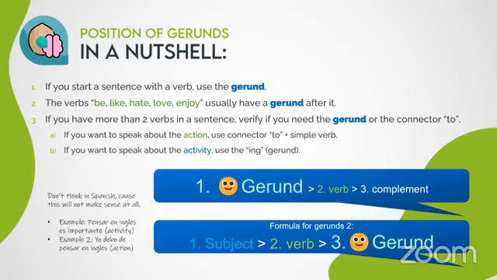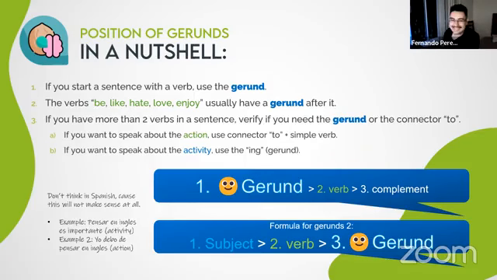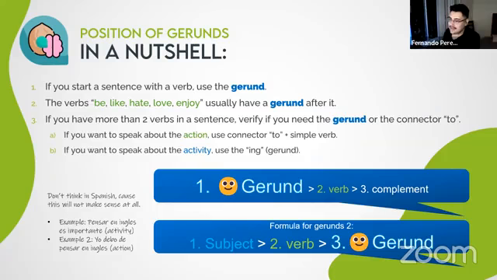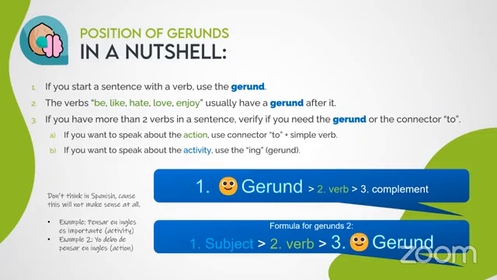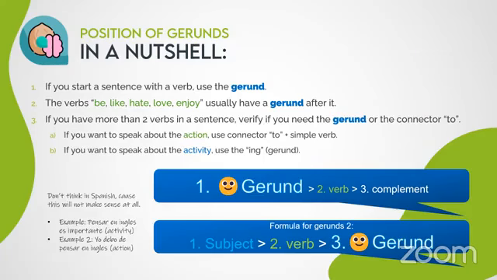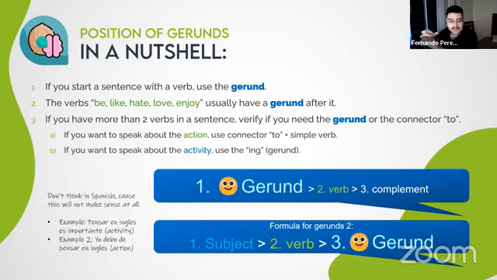Good afternoon, teacher. Hello. When the verb is an activity, it's not an action, it's an activity. Great, perfect. When it's an activity, we need the ing, no? And when it's an action, we need a connector. Exactly. Perfect.